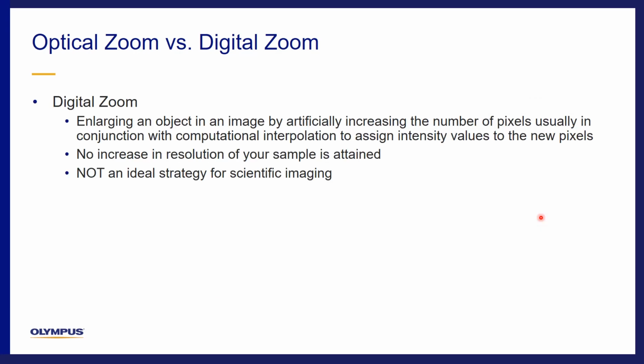So with digital zoom, as I mentioned, we are enlarging the object in the image artificially by increasing the number of pixels, and most software will use a computer interpolation between pixels to try and guess what the new image should look like as you stretch it. Okay, there's no increase in resolution. You don't get any new information about your sample. You just make it bigger. That's it. So this becomes not an ideal strategy for scientific imaging, where data is of course paramount.